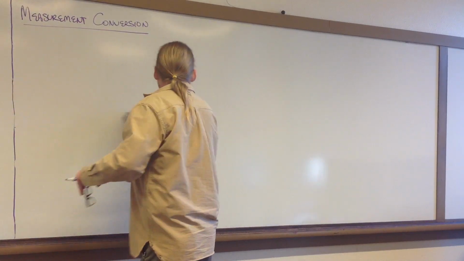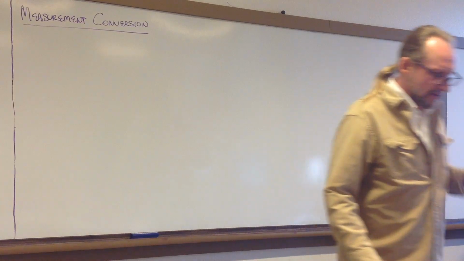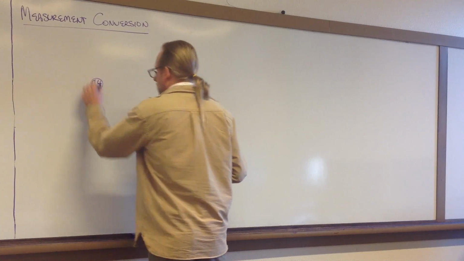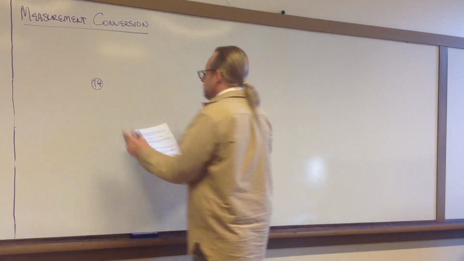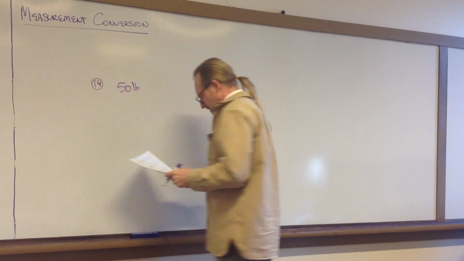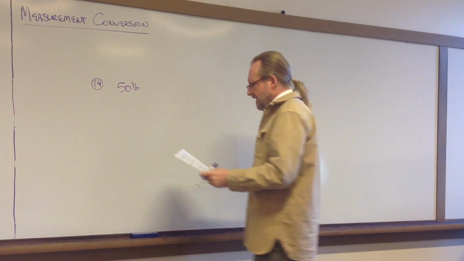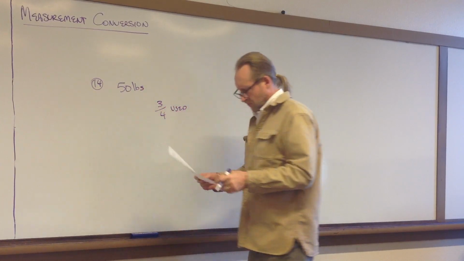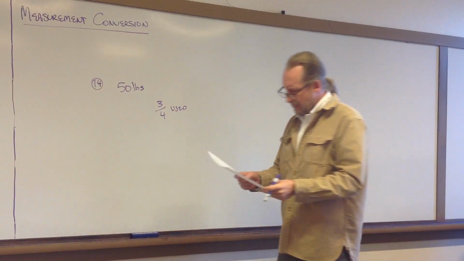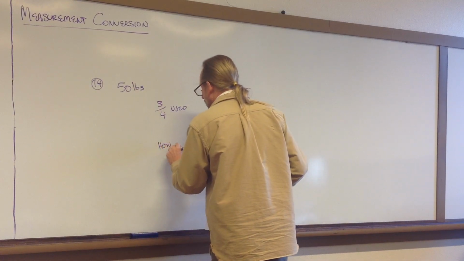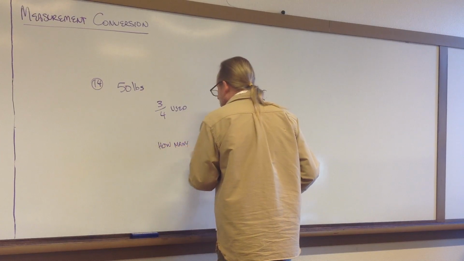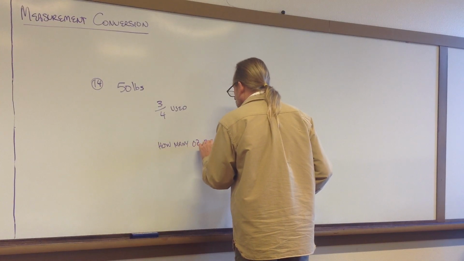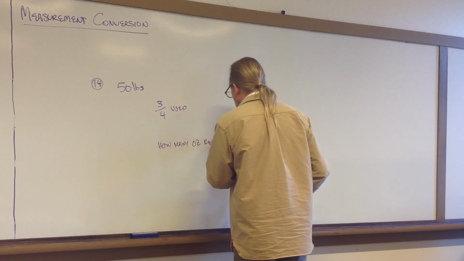Okay. Let's look at some more of these. Problem 14. A hospital kitchen has a 50-pound bag of flour. Okay. At the end of the week, 3/4 of the bag was used. How many ounces of flour remained in the bag? So again, notice the question is in different units than what we were given. We want to know how many ounces remain rather than how many pounds.